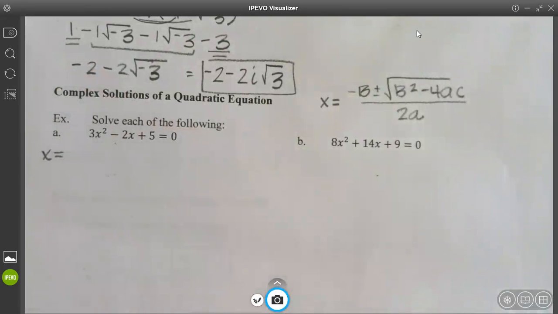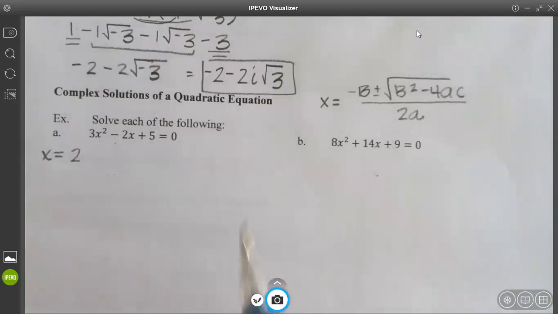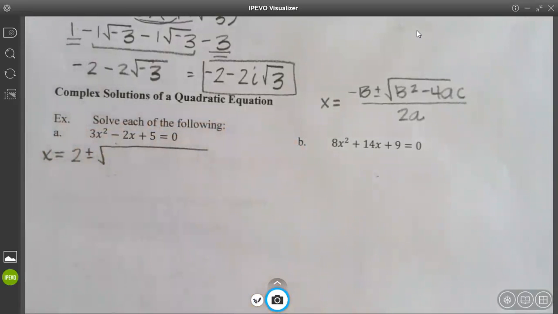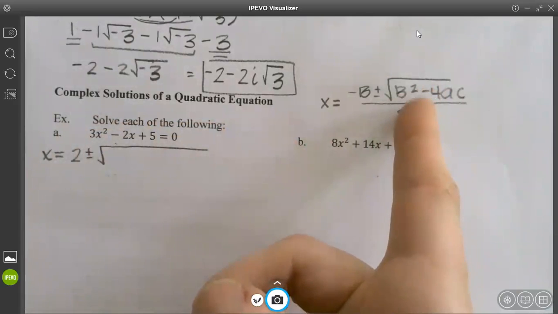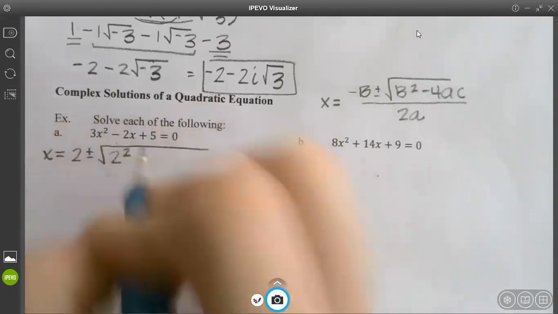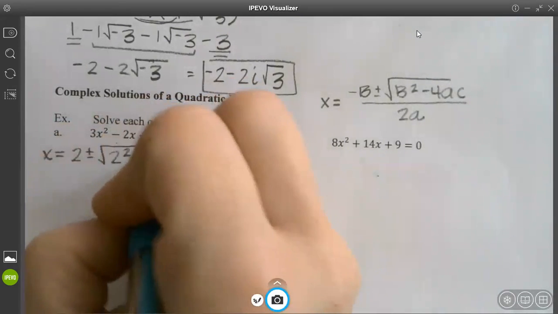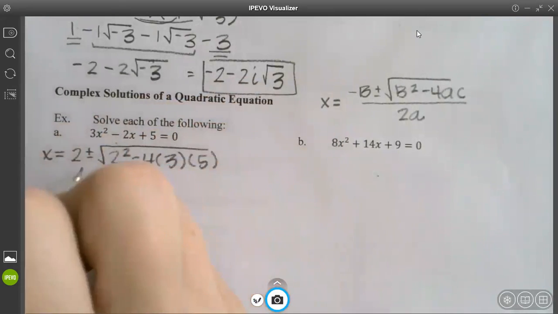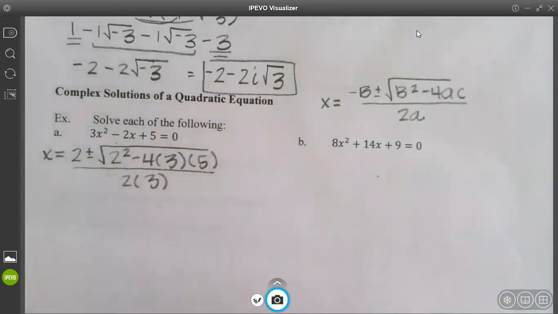What's your b? Negative 2. Change the sign for the beginning so you get positive 2, plus or minus. Underneath the square root, the way that I teach it so you don't screw it up, just use a positive, because what happens when you square it anyway? It's going to be positive. So I don't want you to screw it up in your calculator. Negative 4 times a is 3, c is 5, all over 2 times a is 3.